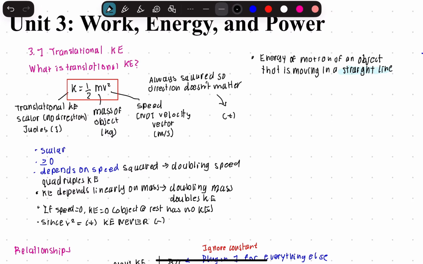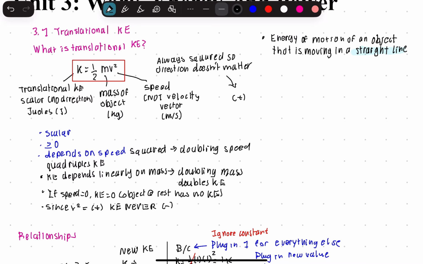Some things that you should know about kinetic energy is that it is a scalar. It will always be greater than 0, and it depends on speed being squared. When you double the speed, it quadruples the kinetic energy. Kinetic energy also depends linearly on mass, and doubling mass doubles the kinetic energy. Also, if speed is equal to 0, kinetic energy is equal to 0, because an object at rest has no kinetic energy. And since v is squared, kinetic energy again is never negative.